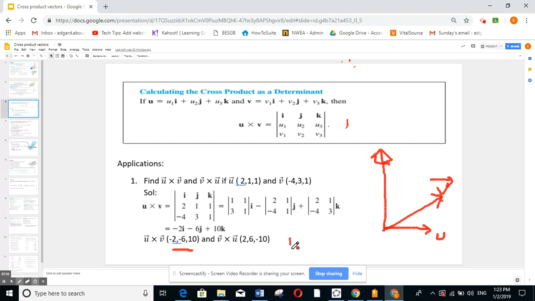And if I ask you, for example, what is the area of the parallelogram formed by these two vectors, it will be what? Square root of 4 plus 36 plus 100. So it will be square root of 140. So this square root of 140 is nothing else than the norm of that vector, and this is the area of the parallelogram formed by the vectors v and u. So anytime you want to find the norm of u cross v, you use this formula, you're going to get a vector, and this vector is the vector perpendicular to the plane formed by the two vectors u and v.